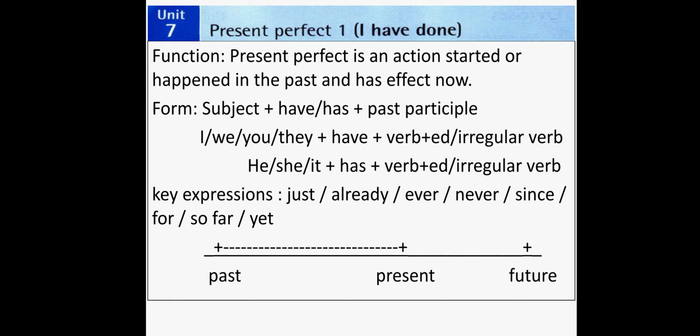The present perfect is used to describe an action that started or happened in the past and has an effect now.